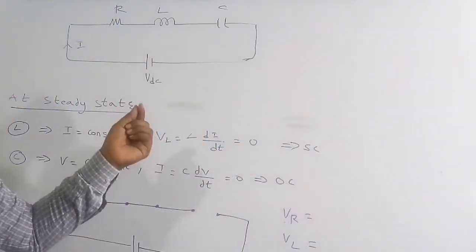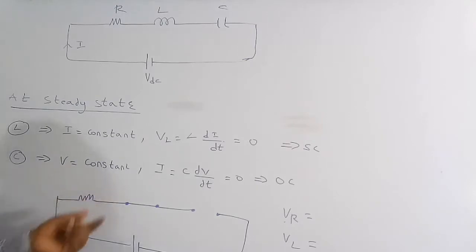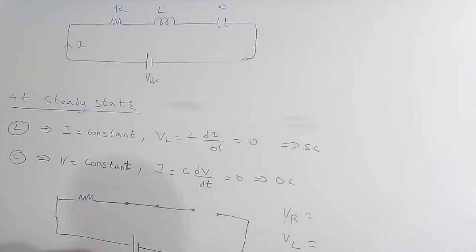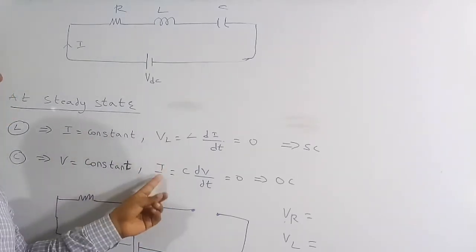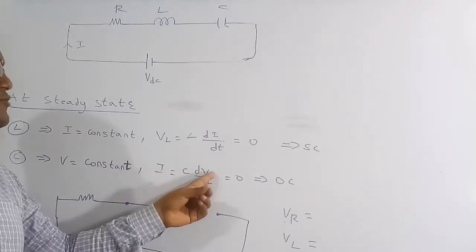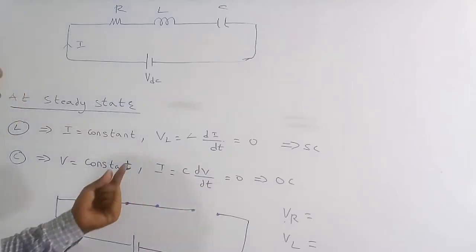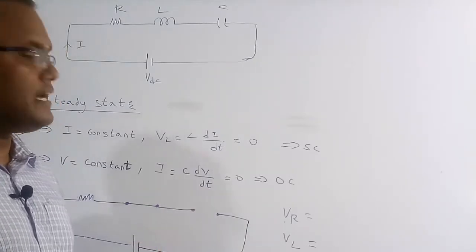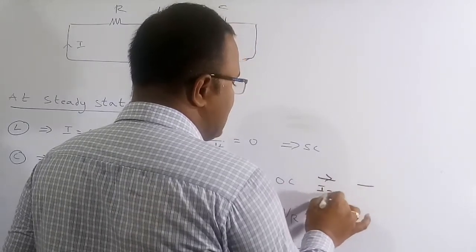Now I want to know the nature of the capacitor at steady state. At steady state the voltage across the capacitor will be constant. The relation between voltage and current in a capacitor is I equals C dV by dt. As the voltage is constant at steady state, the derivative of any constant will give you 0. So at steady state the current in the capacitor will be 0. If the current is 0, then we have to treat it as an open circuit, because only in an open circuit will the current be 0.